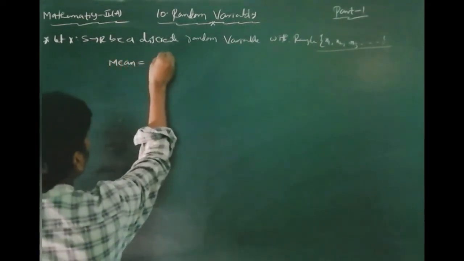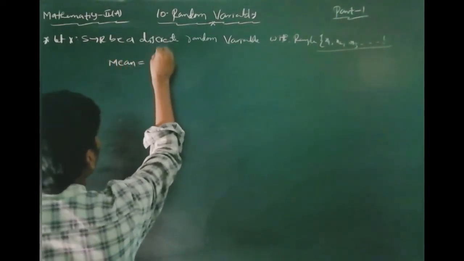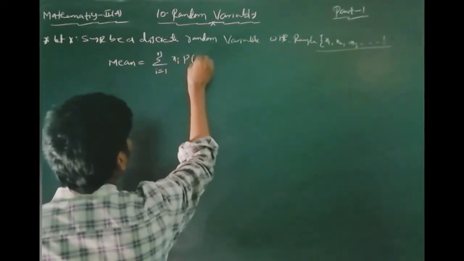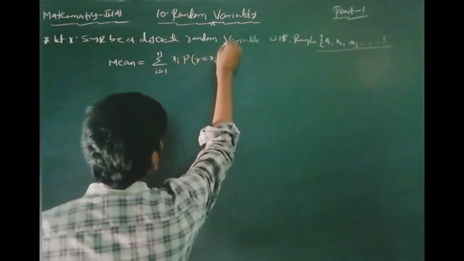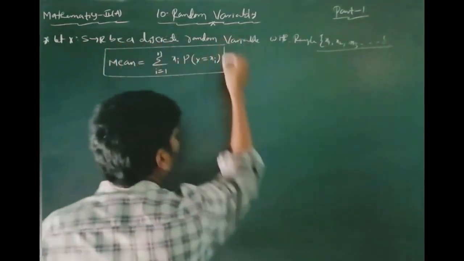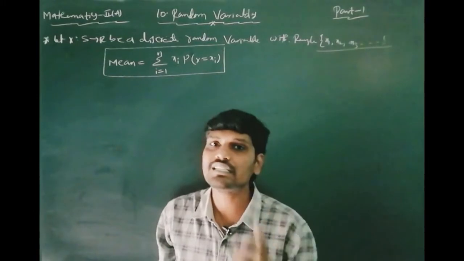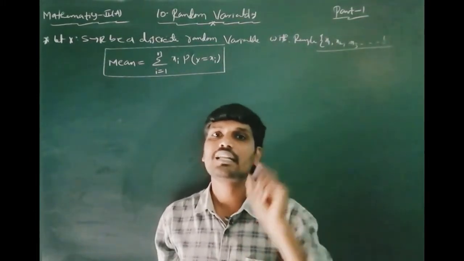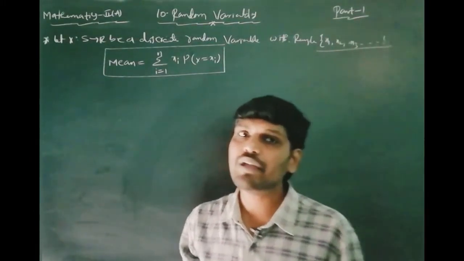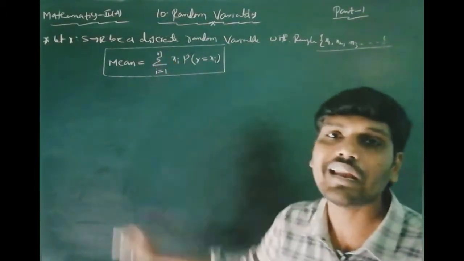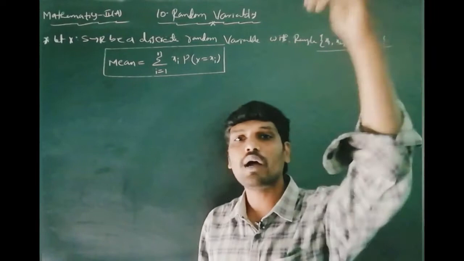mean is equal to the summation of i equal to 1 to n of xi into probability of x equal to xi. This is the formula of mean. Here the probability function is for a discrete random variable. What is the mean formula? Summation of i equal to 1 to n.